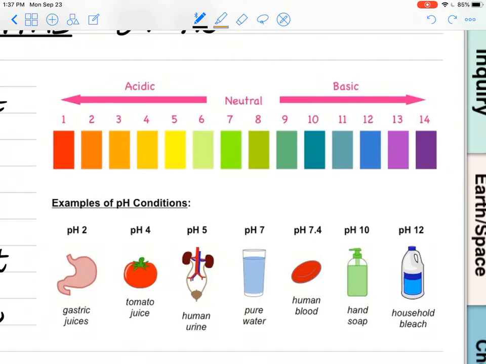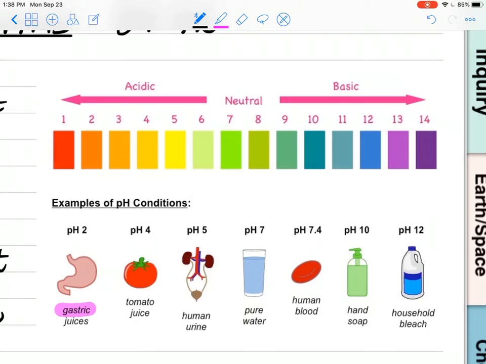Tomato juice has a pH of 4, and your stomach, gastric, that means stomach. So your gastric stomach juices have a pH of 1. That's getting down there. That is a very strong acid that can do a lot of damage. That's why you can get ulcers if you have issues with your stomach lining. We will add that morpheme in just a second.